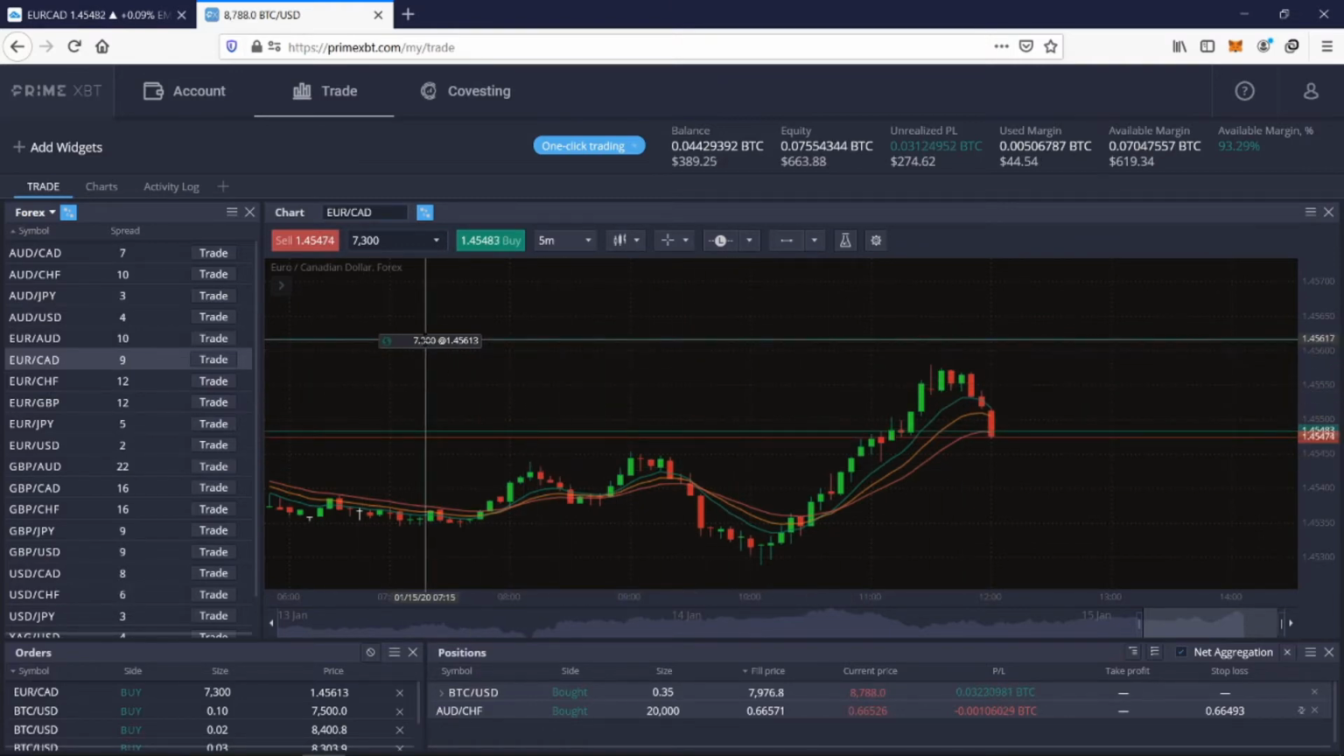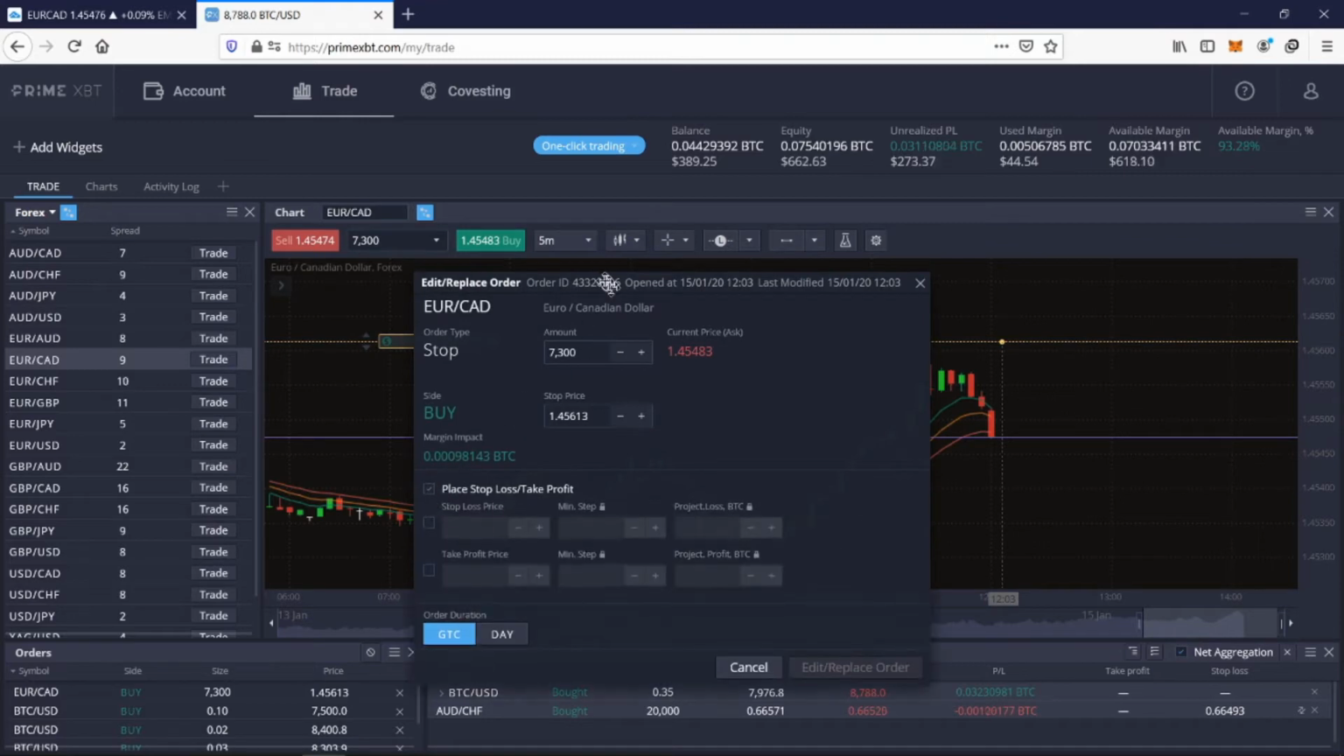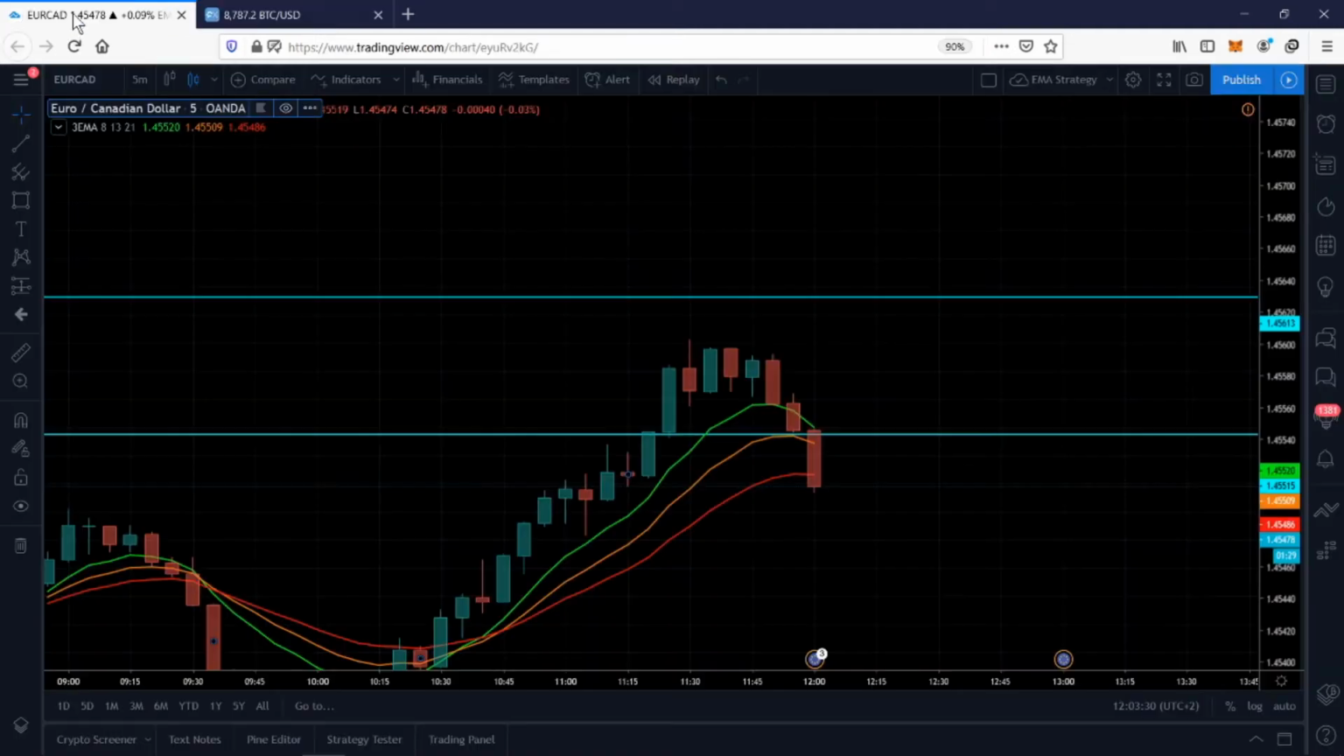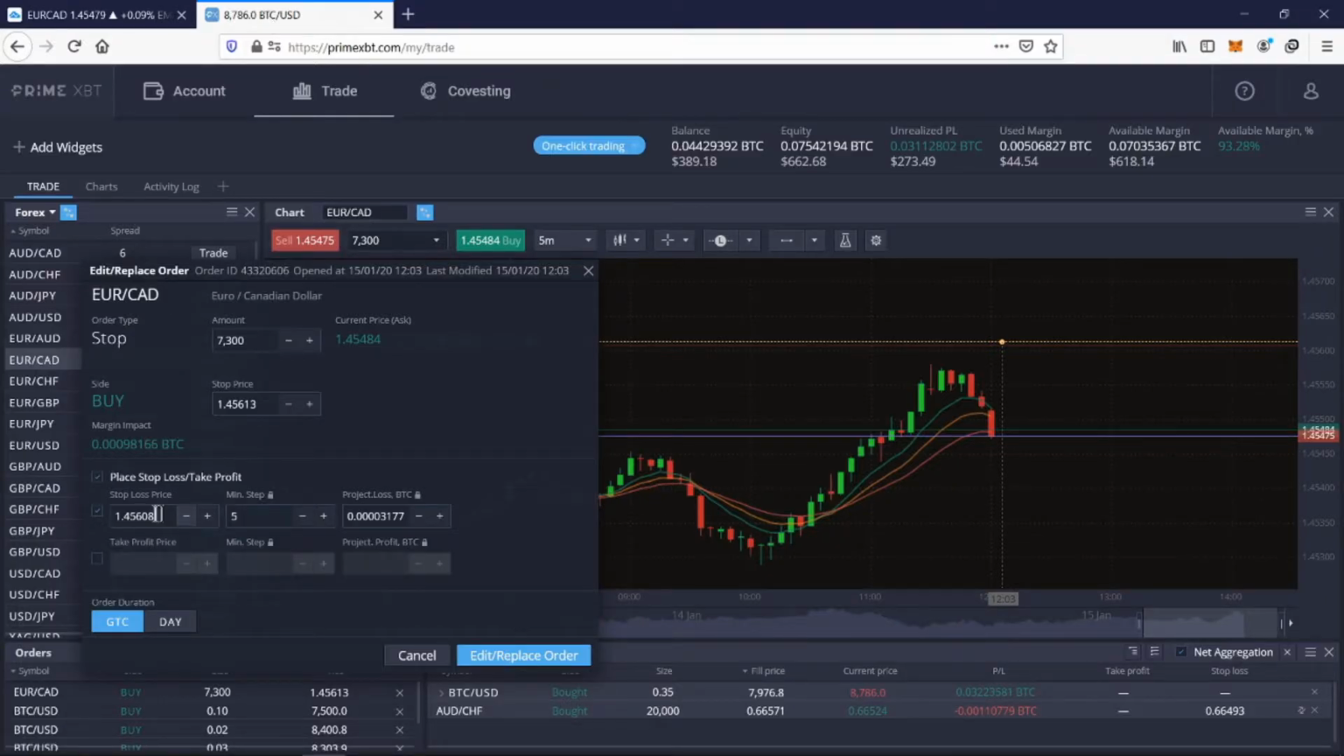Now, while that's up and running, I want to set my stop loss. My stop loss is going to be a few pips below that trigger candle. So we said 145515.